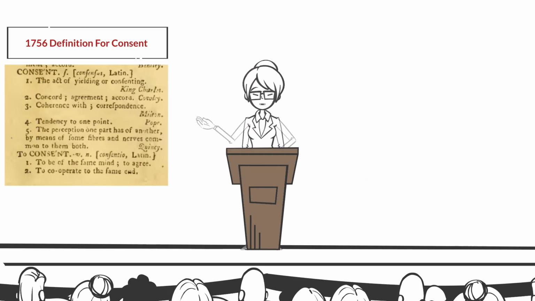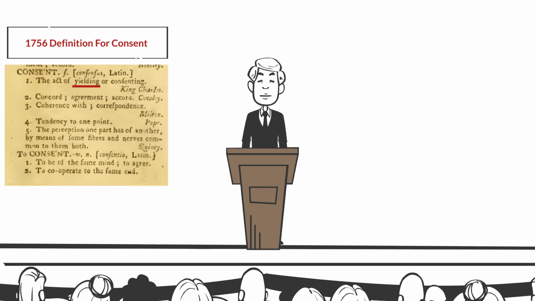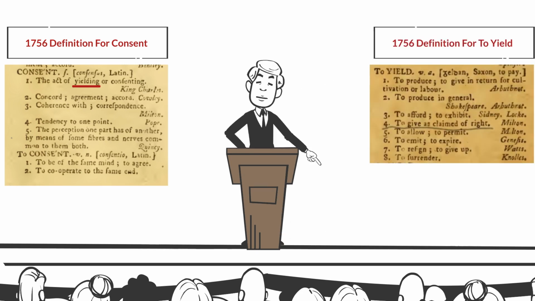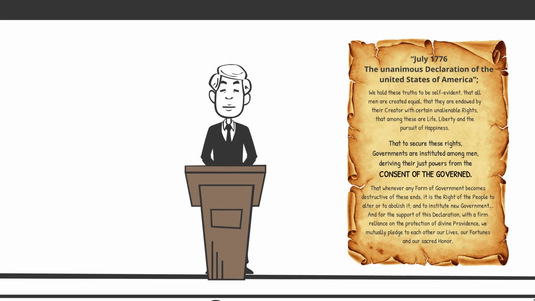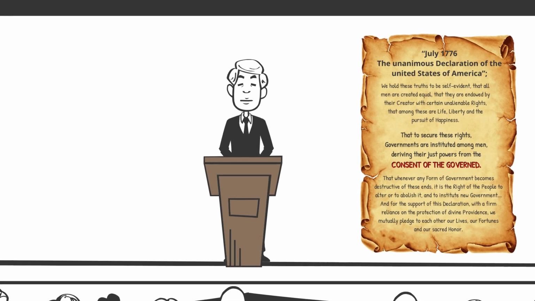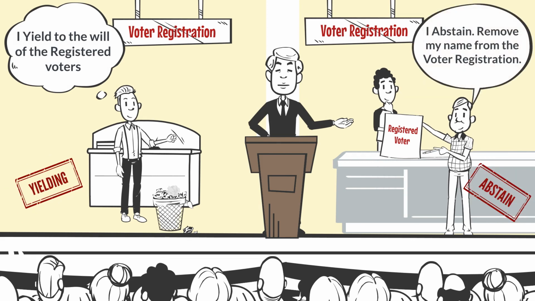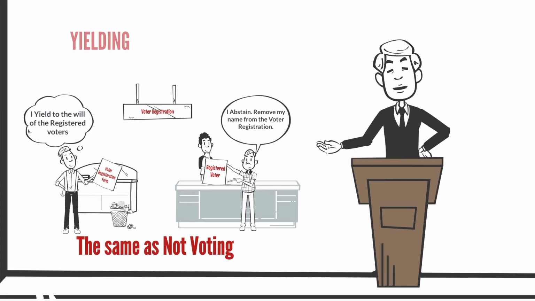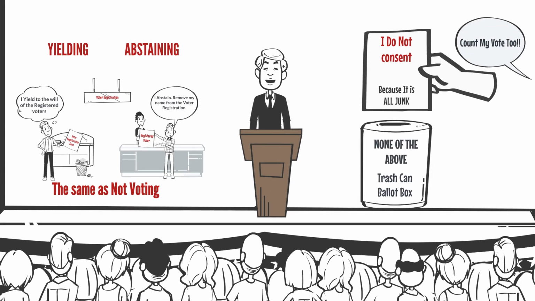In 1756, consent is defined as the act of consenting. The general thought about voting is that not submitting a ballot is the same as yielding, abstaining, silence, or not voting. However, with the Declaration's contractual vote count term, the consent of the governed, the only way to yield or to abstain from one's right to consent is to give up one's right to vote. This is done by not registering as a voter, or by removing one's name from the voter registration. Yielding and abstaining are the same as not voting, but not submitting a ballot is not the same as not voting. It is the same as not consenting, which is a valid vote.